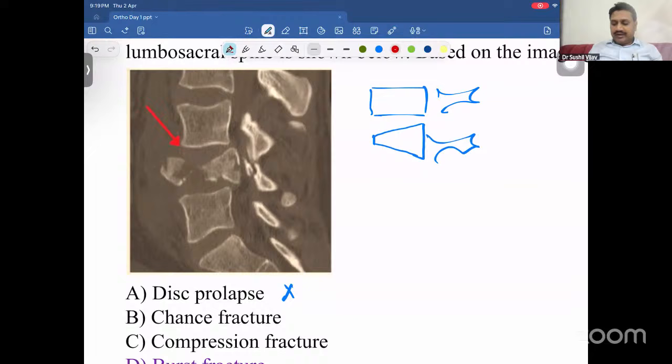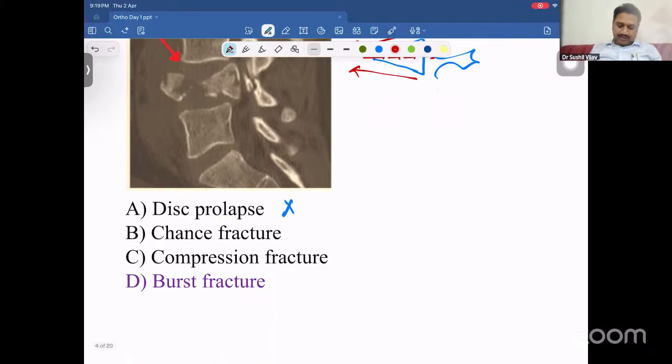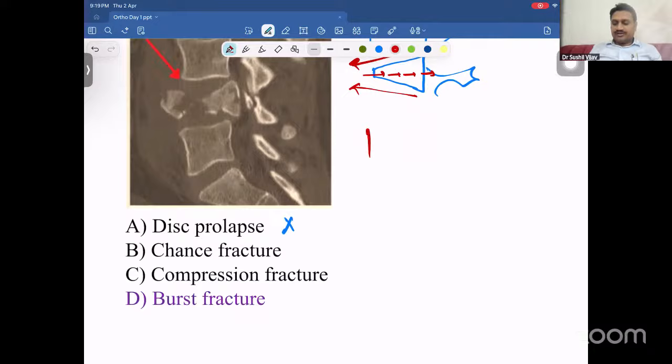And then there is a perforating line which goes like this. So a flexion and distraction, that is Chance, right? It is Chance. So it is a compression fracture. No, compression fracture would be like this, a normal vertebra. This is compression and this is also compression, right? Concentric compression or wedge compression.